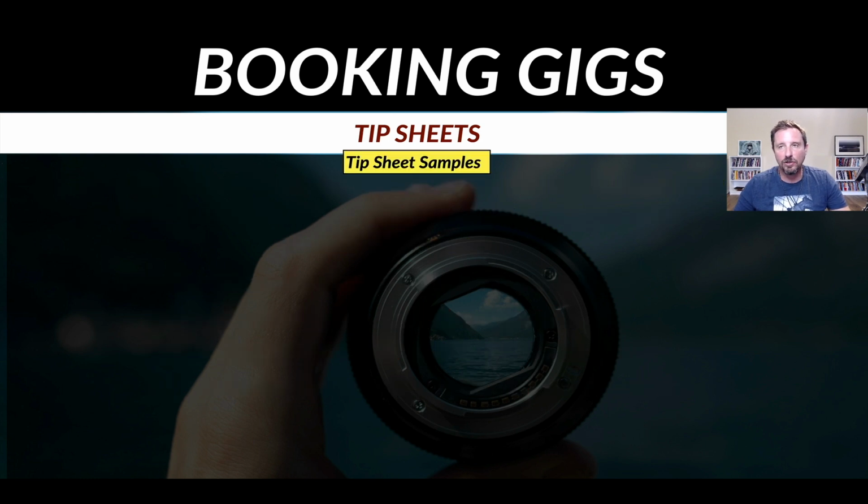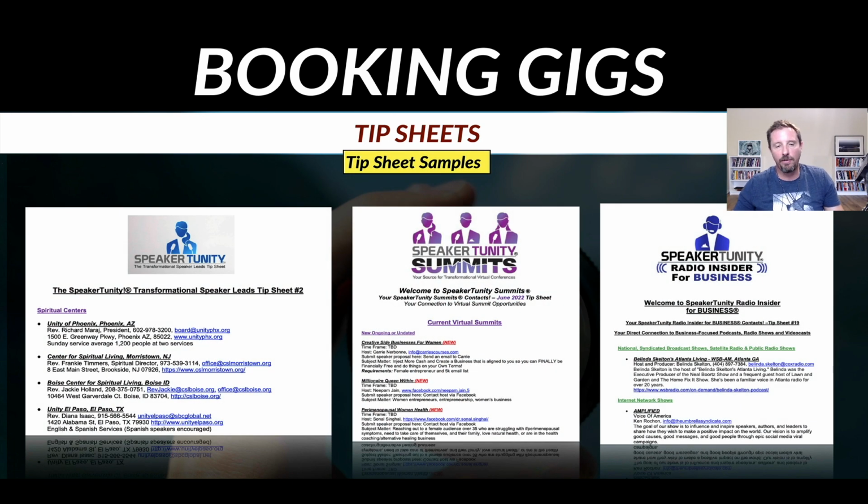All right. Here are some examples of the tip sheets that I recommend. This is what they look like. You get an email, and in those emails, it links you over to either a PDF or to a web page. They're updated every single month, so you want to make sure you're looking at the one that's relevant for that month.